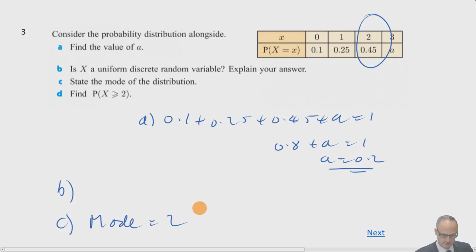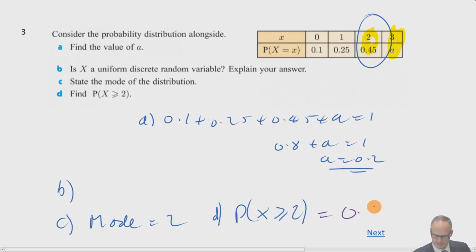is equal to 2. Find the probability that x is greater than or equal to 2. So therefore greater than or equal to 2 will include 2 and include 3. So it's going to be equal to 0.45 plus 0.2. So it's going to be equal to 0.65.